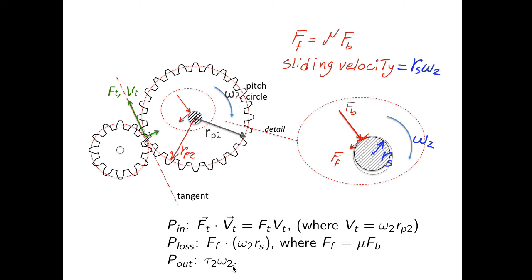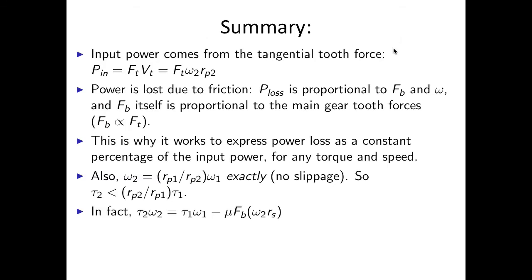So to summarize, we have some input power, which is a tangential force times the velocity of the gears along that tangent plane, which you can also write in terms of the angular speed of that gear and its pitch radius. Some power is getting lost due to friction at the bearing. This power loss is proportional to the bearing forces and the speed. And the force is proportional to the gear tooth forces. It's a constant percentage of them. And this is why it works to say that power loss for something like a transmission is a constant percentage of the input power. For example, 5% or something like that.